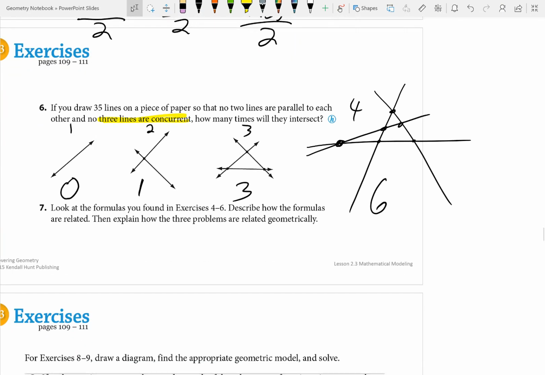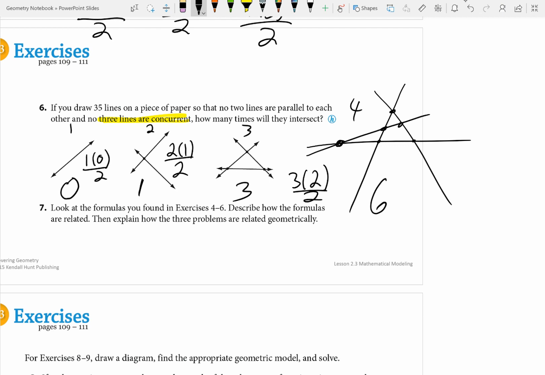See that same thing again, where I have 1 line, it never intersects. Divide by 2. 2 lines intersect once and divide by 2, so you don't double count. Here I have 3. Each line intersects twice. Divide by 2, so you don't double count.